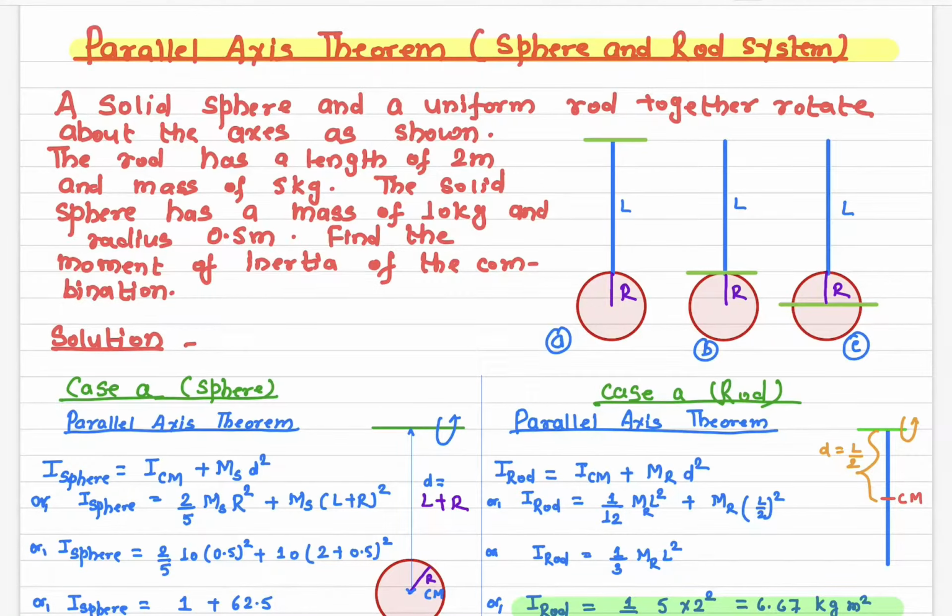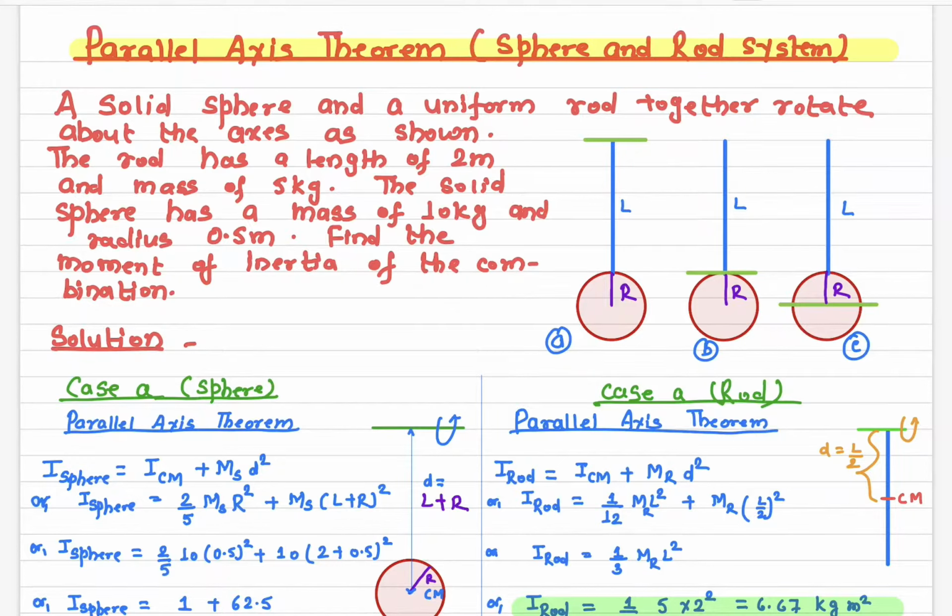In this video, we'll talk about the parallel axis theorem. We have chosen a system of a solid sphere and a rod. The solid sphere and the rod are joined together, but we have different situations here.